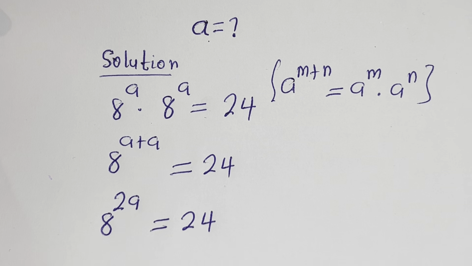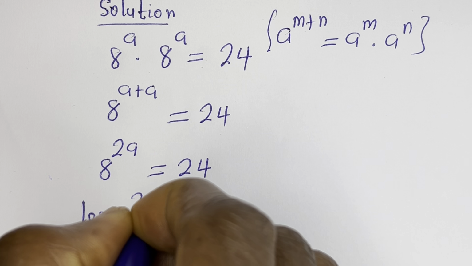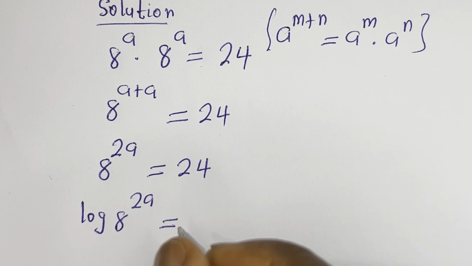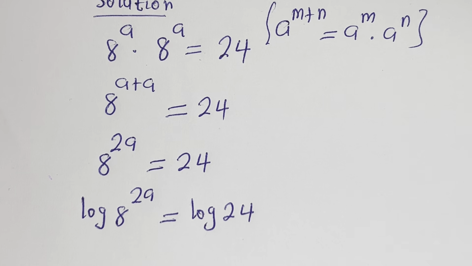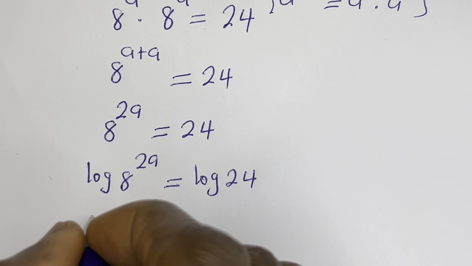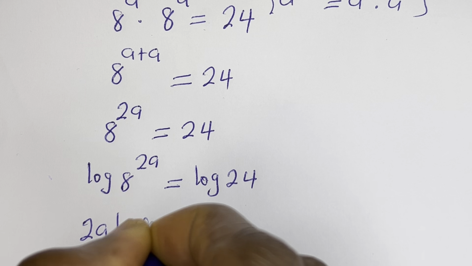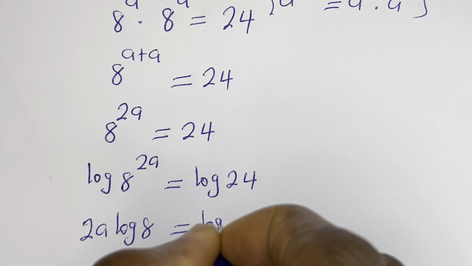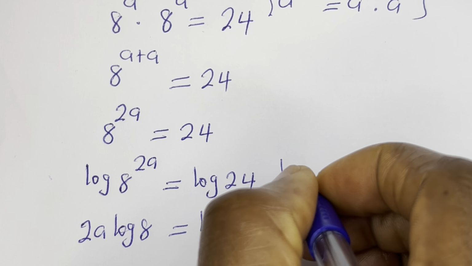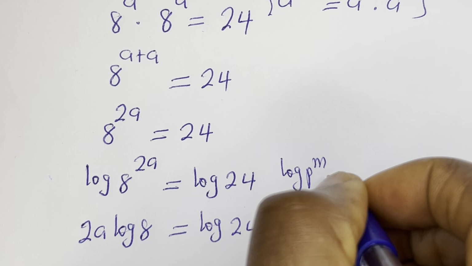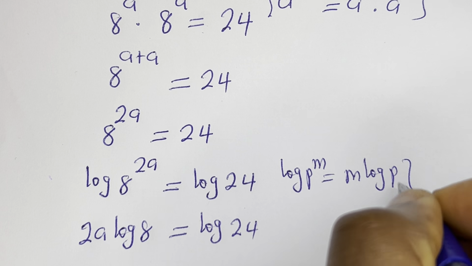Let's take the log of both sides. We have log 8 to the power of 2a is equal to log 24. Then this is 2a log 8 is equal to log 24. That is, if you have log p to the power of m, this is equal to m log p.